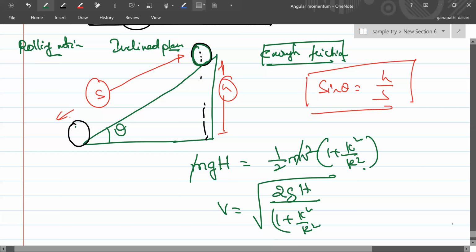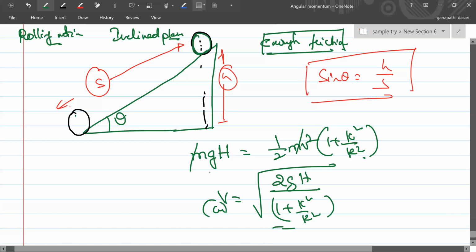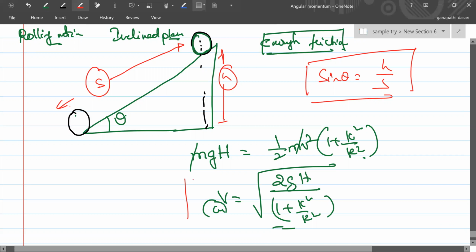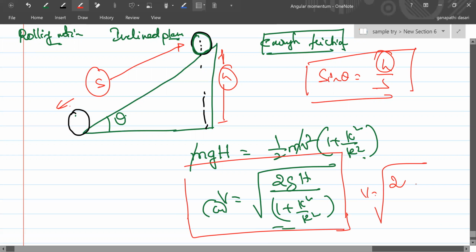This is nothing but the velocity of the center of mass. We took it in the previous picture. This is an important point. Sometimes the question can be anything, because h may or may not be given. If h is given, it is okay. If h is not given, h is equal to what? s sin theta, right? So v is equal to root over 2g s sin theta divided by 1 plus k square by r square. Got it?